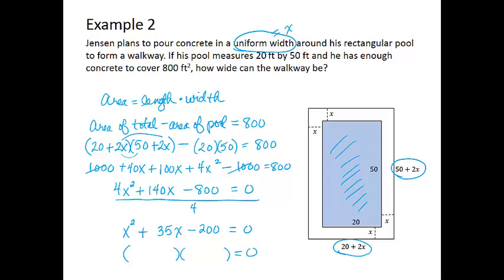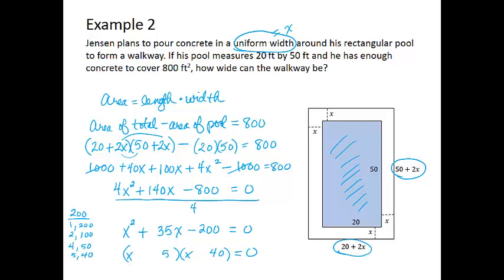And so if we think about the factors of 200, we have 1 and 200, 2 and 100, 3 doesn't go into it, 4 and 50, 5 and 40, and actually that's a combination we need right there. So we put in x and x for the factors of x squared, and 5 and 40.